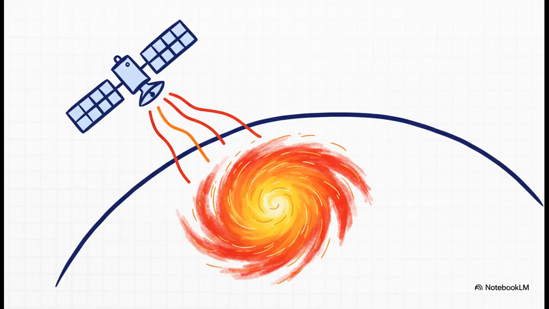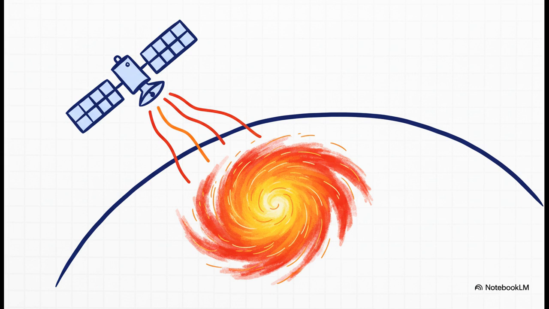All right, moving along the spectrum, we get to infrared. And infrared lets us see something really cool: heat. From way up in space, satellites are using infrared to track the heat coming off of clouds and oceans. Why does that matter? Well, it's absolutely crucial for tracking huge, powerful weather systems like hurricanes.